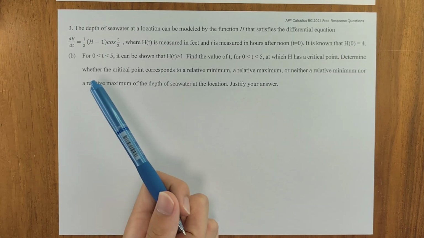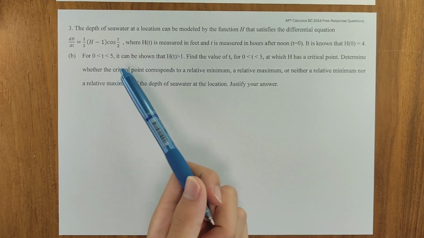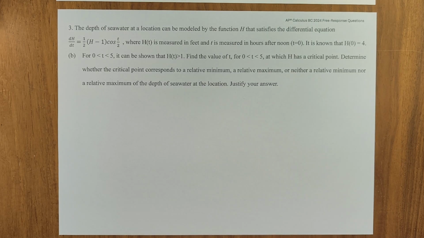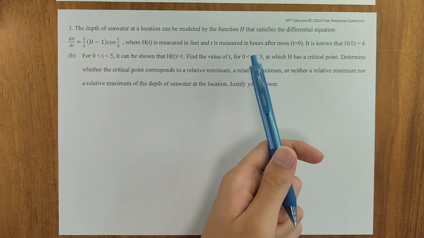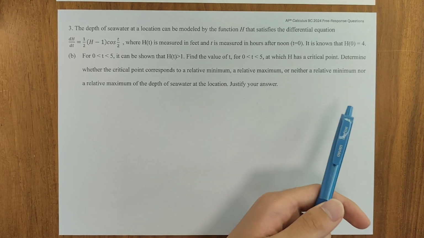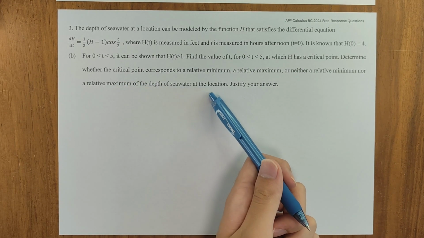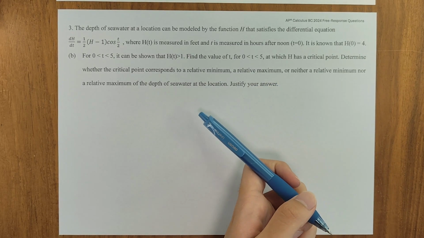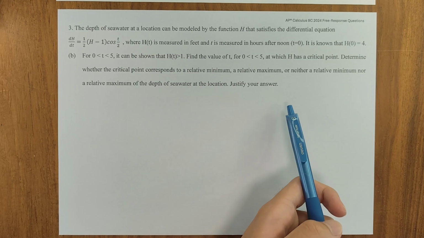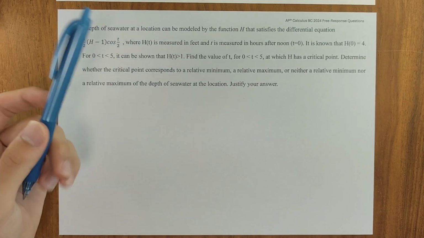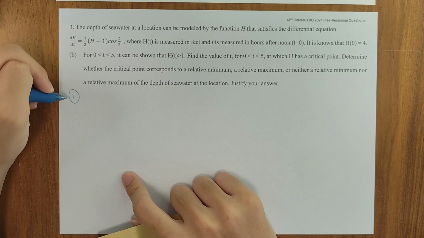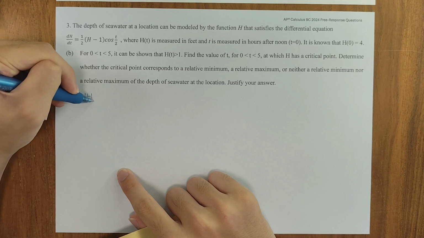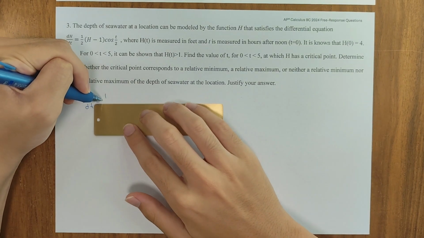Okay, question B. For t equals 0 to t equals 5, it can be shown that h(t) is larger than 1. Find the value of t in this interval at which h has a critical point. Determine whether the critical point corresponds to a relative minimum, maximum, or neither of the depth of seawater at the location. Justify your answers. So there are two ways to do this problem. First we can use the first derivative test. dH/dt is giving us this, which equals 1/2 times the expression.